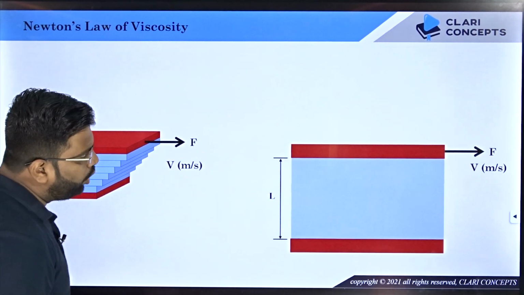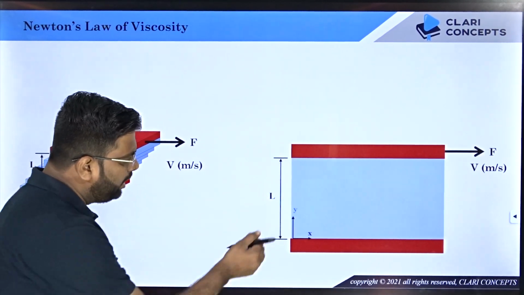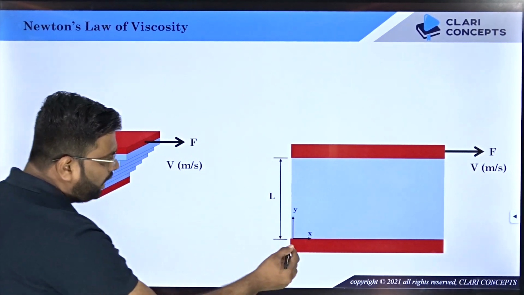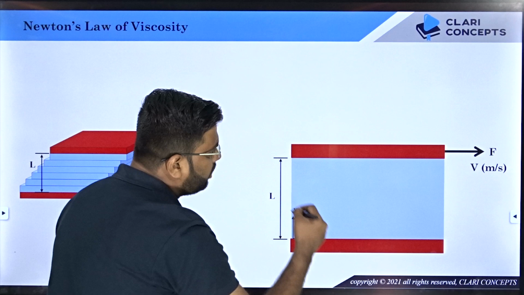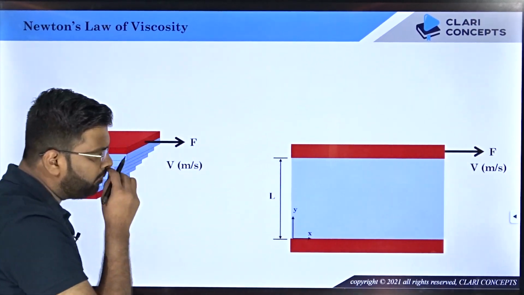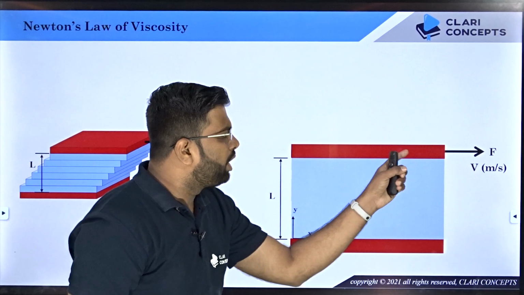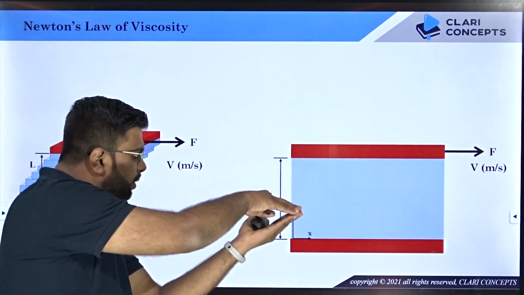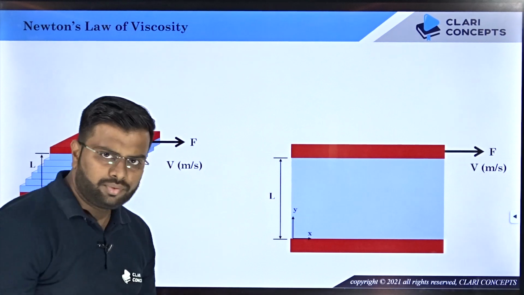Now let me look at the front view, and I'm showing you the front view of the same experiment. These are the two plates, lower plate, upper plate, and there is a fluid medium in between. The shear force F is applied to the upper plate, and the upper plate moves with velocity V meter per second. The distance between the two plates, let's say it is L meters, for example.